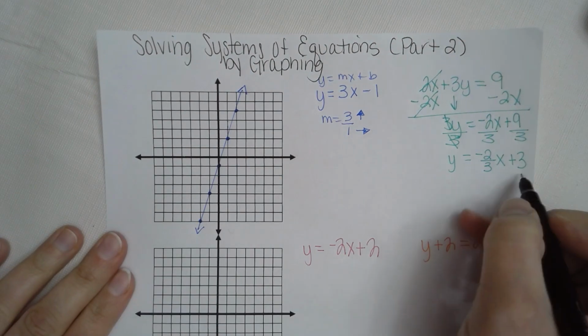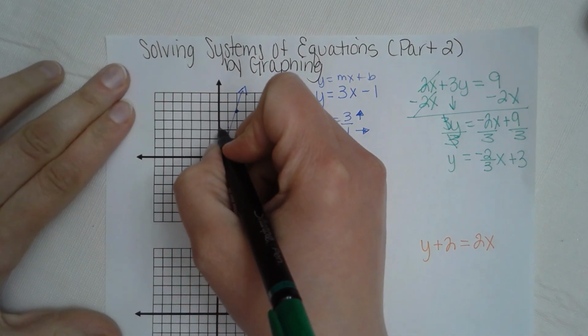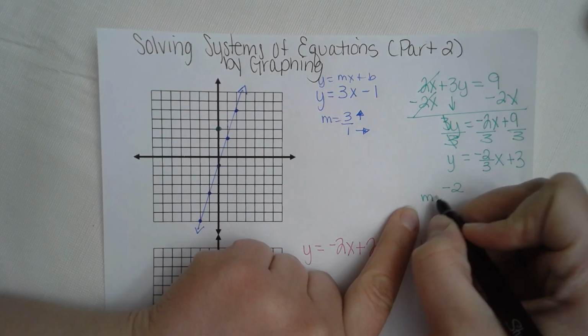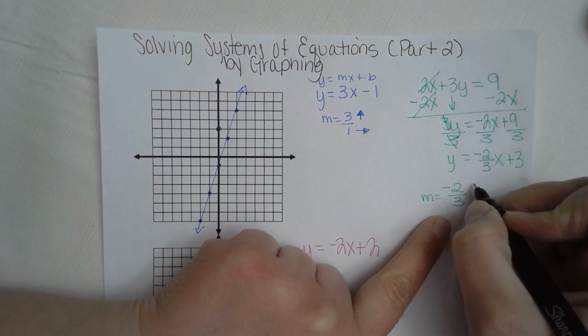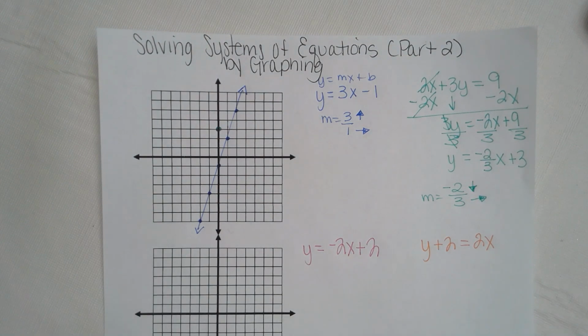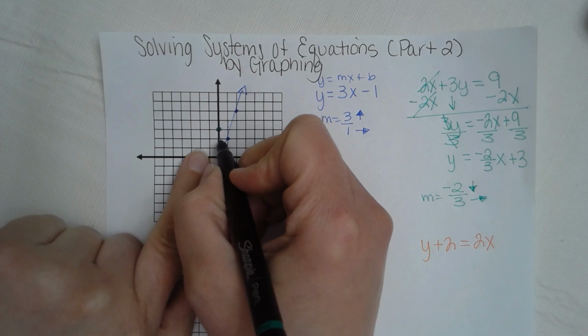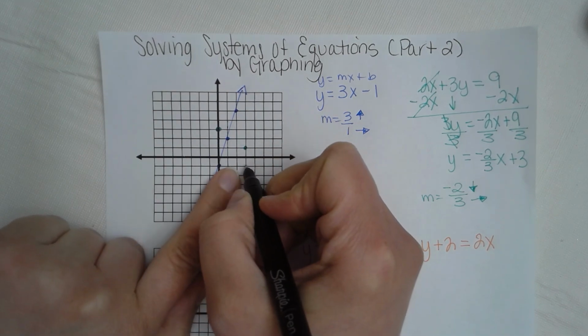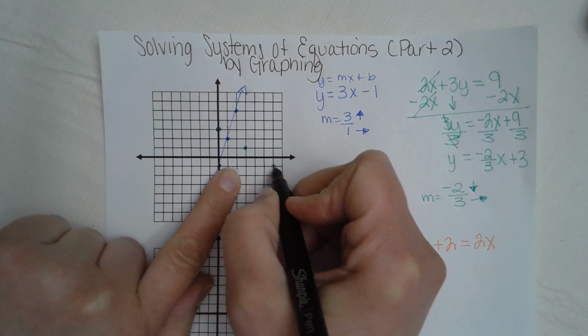So I'm going to go ahead, positive 3, plot that point. I have a negative for the slope, negative 2 over 3. So that's going to be down 2 to the right 3. So we're going to go ahead, 1, 2, 1, 2, 3.